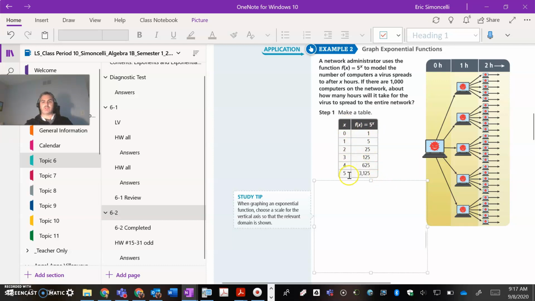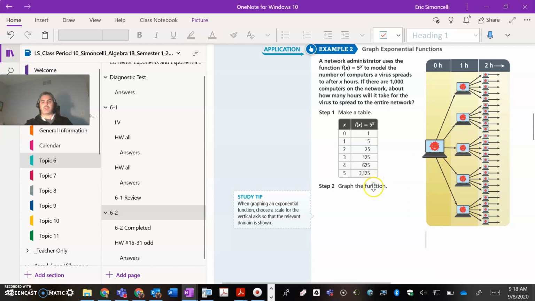Now luckily they gave you the function. Your x values are as such. At 0 hours, if you plug in 0 for x, 5 to the 0 is 1 virus. So there's obviously no time passing here, and you still, as you can see, only have that 1 virus. After 1 hour, 5 to the first, there's 5 viruses. 1, 2, 3, 4, 5. After 2 hours, you're up to 25 because 5 squared. And look at this, after the 3rd hour, we're up to 125 because 5 to the 3rd is 125, and so on. So that visual is a nice depiction of how things are exponentially growing.